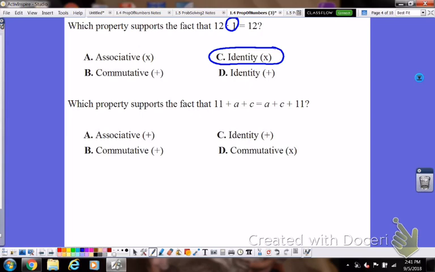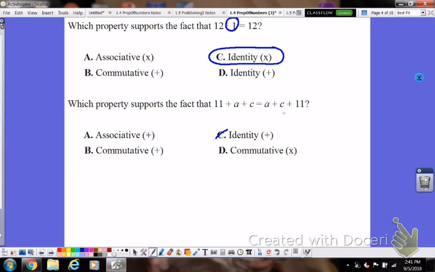And then the next one, which property supports the fact that 11 plus A plus C equals A plus C plus 11? Well, if we check through these, I'm just going to start with C. Additive identity, that was plus 0, so we know it's not C. Commutative. Commutative meant that we were changing the order. Did we change the order? 11 AC, AC 11, yes we did.